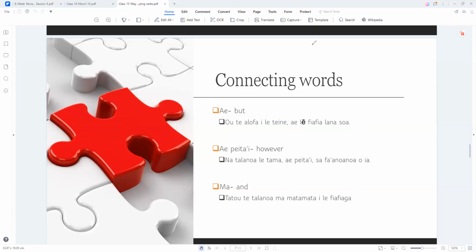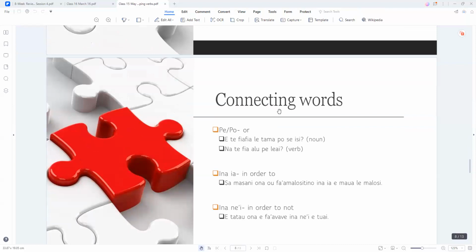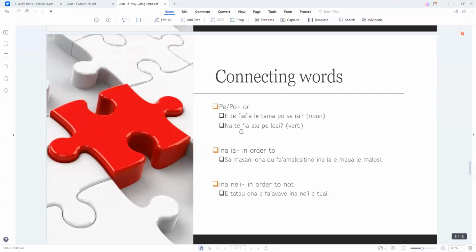To make your sentences go from one statement to the next. "Pe" and "po". "Pe" and "po" means "or". And a lot of people are like, well, what's the difference between "pe" and "po"? So when we're talking about "po", just remember, like if we were to use an "o", that's like noun phrases. So if I say "o le tama, o le teine, o le fale", we're talking about a noun, right?